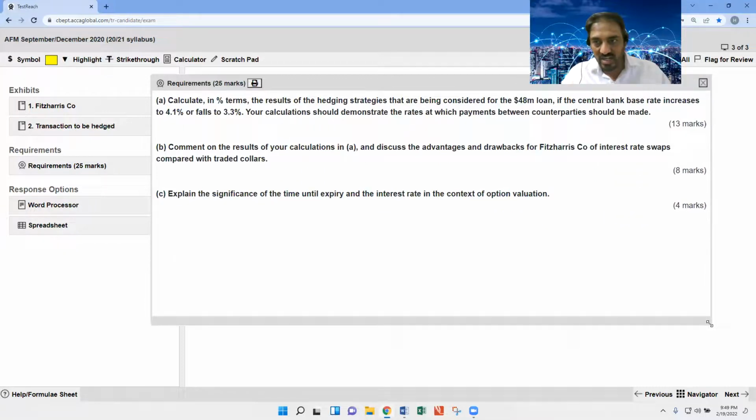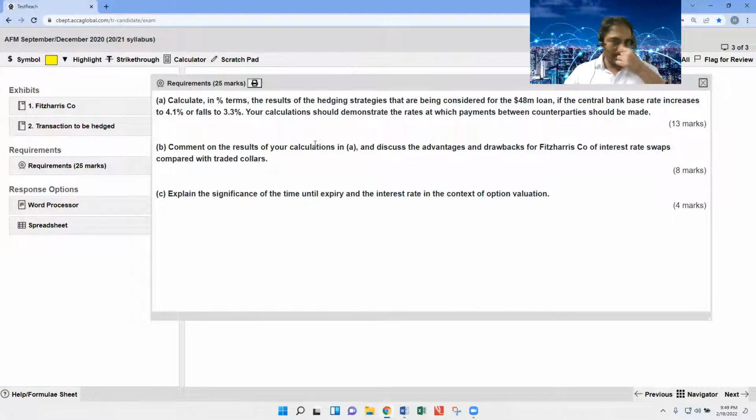This is a 25 marks question. It's a Section B part, total 13, 8, 4. And once again, we have to identify first how much part is related to calculation and how much part is theory. Normally, the 25 marks question is a balanced question between theory and calculations.